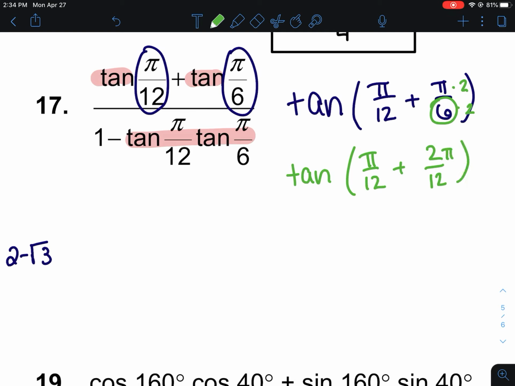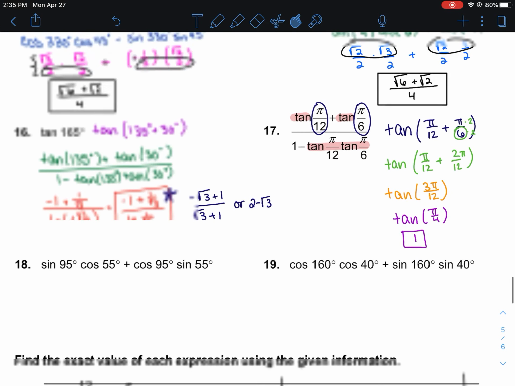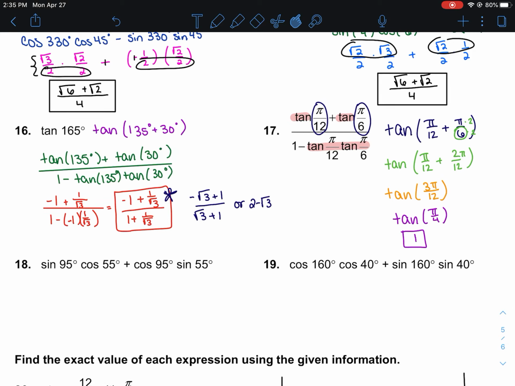Oops, I forgot my pi there. Combining again, I get tangent of 3 pi over 12, tangent of pi over 4, and that just gives me 1. Okay. All right, number 18 and 19 are the same idea.